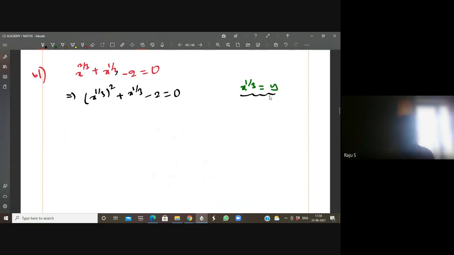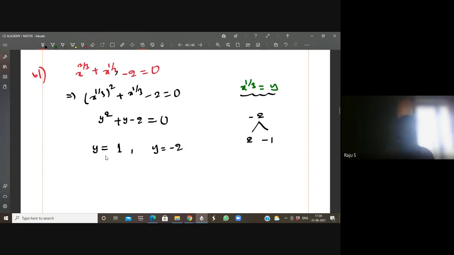Take x to the power of 1 by 3 equal to y. When I replace here, we are going to get y square plus y minus 2 is equal to 0. So what are the factors of minus 2? We get plus 2 and minus 1. 2 minus 1 is plus 1, and 2 into minus 1 is minus 2. Now y is equal to 1 and y is equal to minus 2.